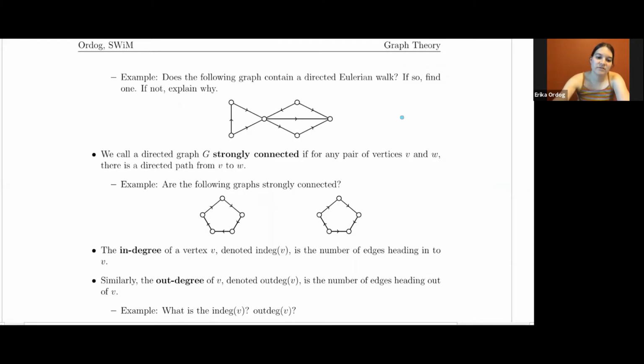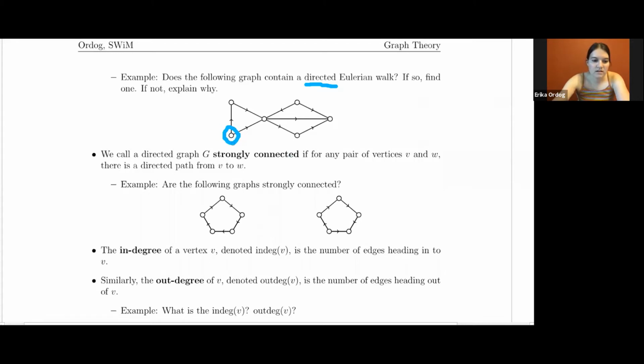Okay, so does this graph have a directed Eulerian walk? We want to follow along the arrows of this graph, and we want an Eulerian walk: a set of distinct edges we can draw without picking up our pencils, and we don't want to visit any edge more than once, but we also want to visit all of the edges of the graph. So this one does not contain a directed Eulerian walk, and there are a few problems in here, but we can look at this vertex, for example.